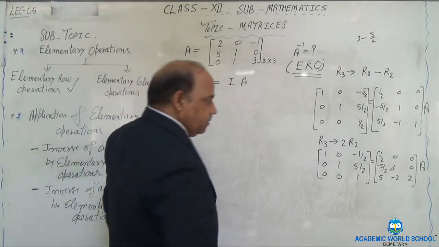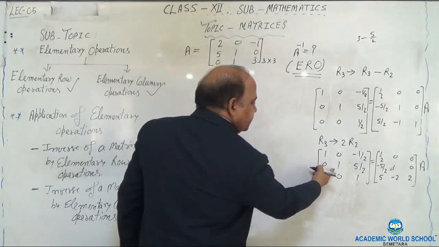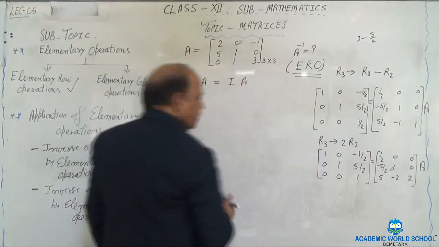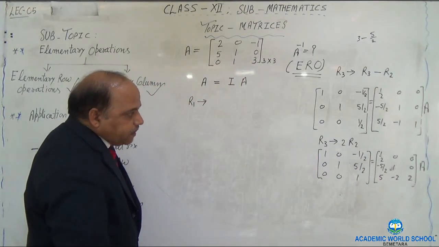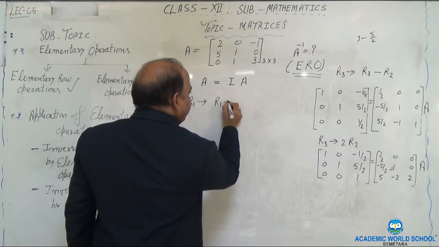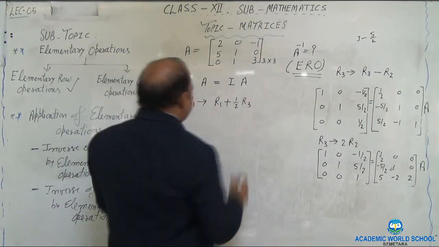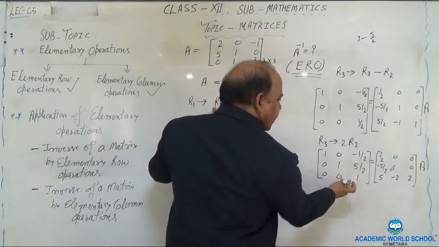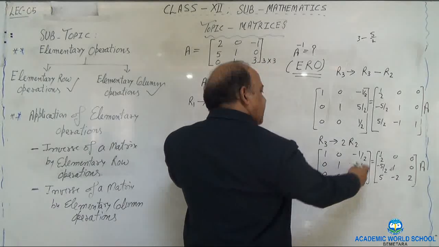So after this, what we are going to do? Look at this. We are making a change in R1. R1 we are making a change. What is the change we are making? We are adding R1 plus half of R3. In R1 there is a change. In R1 we are adding half, 1 by 2 times R3.